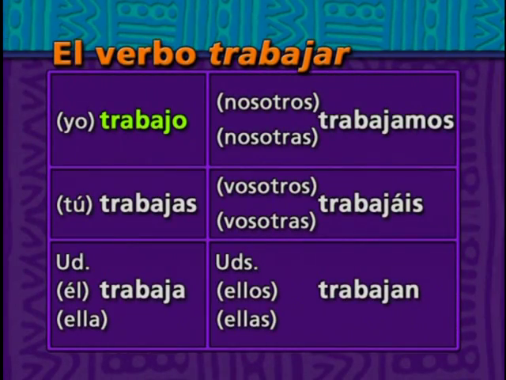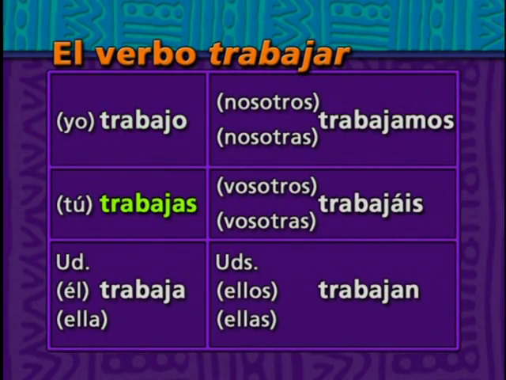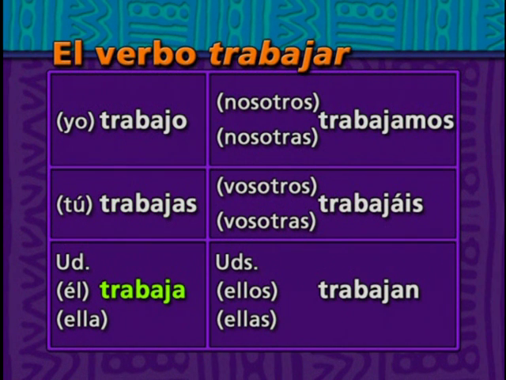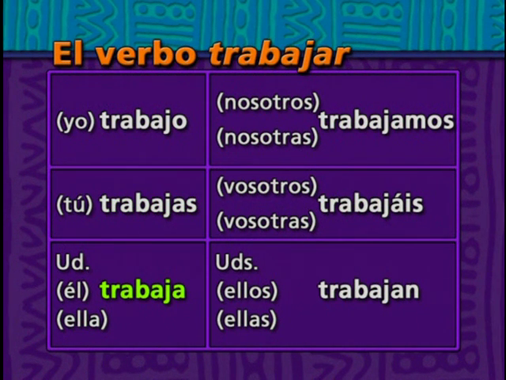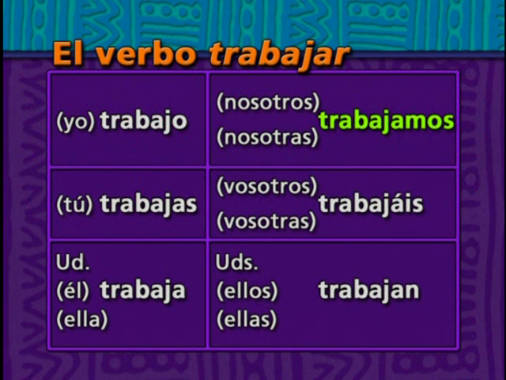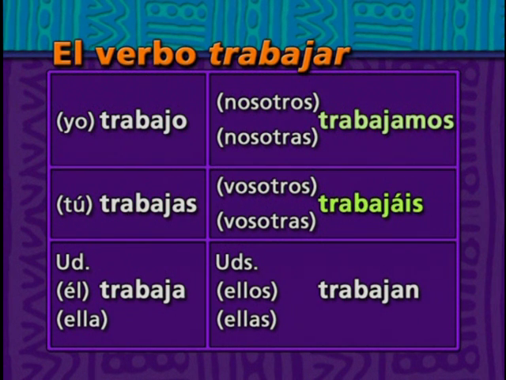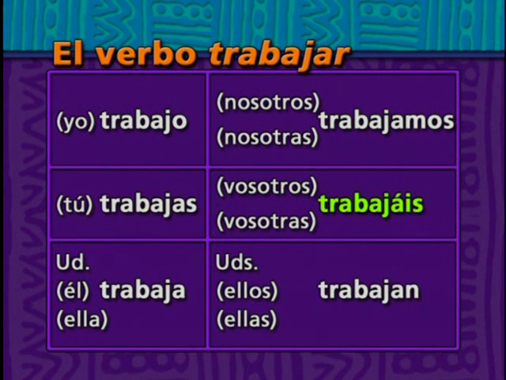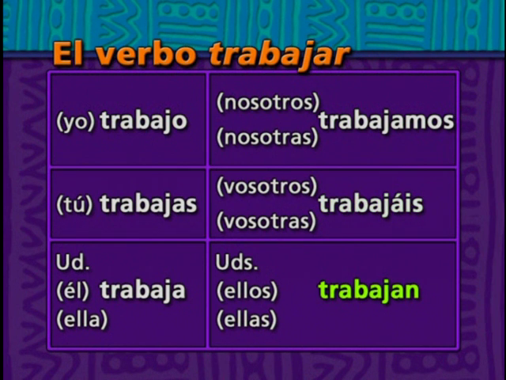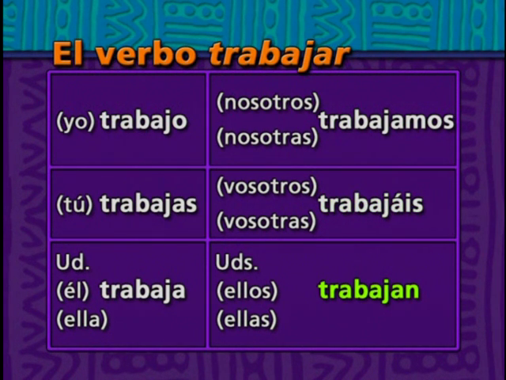Trabajar. Yo trabajo. Tú trabajas. Usted, él, ella trabaja. Nosotros, nosotras trabajamos. Vosotros, vosotras trabajáis. Ustedes, ellos, ellas trabajan. There it is. It works for any regular AR verb in the present tense. Easy as pie. This is too much. I don't like it. Well, there's more good news.